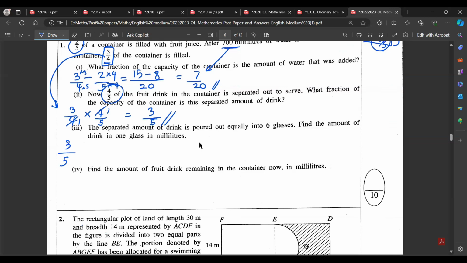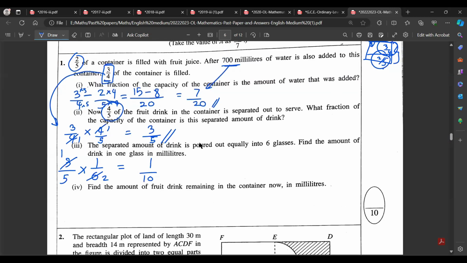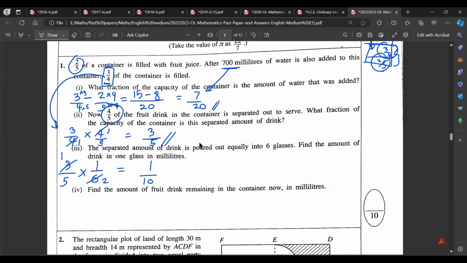Separated is 3 over 5. Poured into 6 glasses. For 1 glass, you can multiply, no? 1, there should be 2. So it is 1 over 10. They are asking 1 over 10. Otherwise, you have to think it is 2 over 20 because we are going with the 20 in the beginning. They are asking milliliters for 2 over 20.